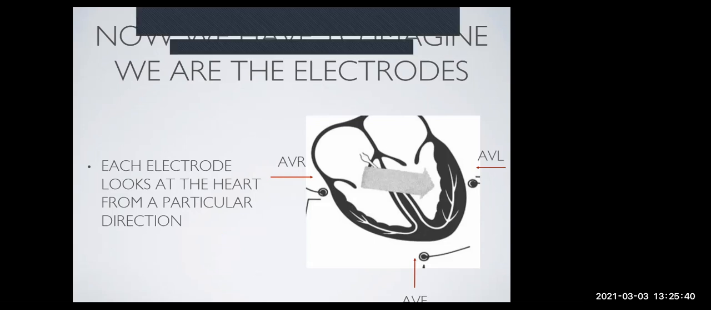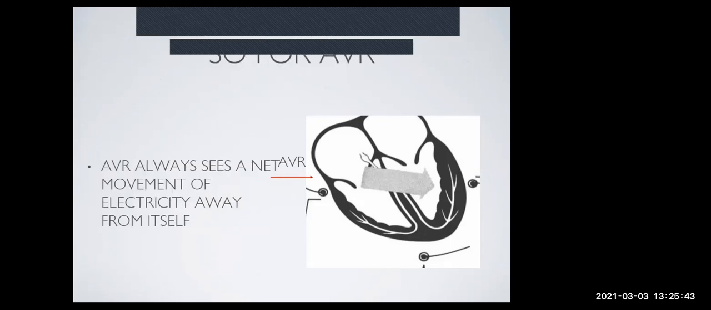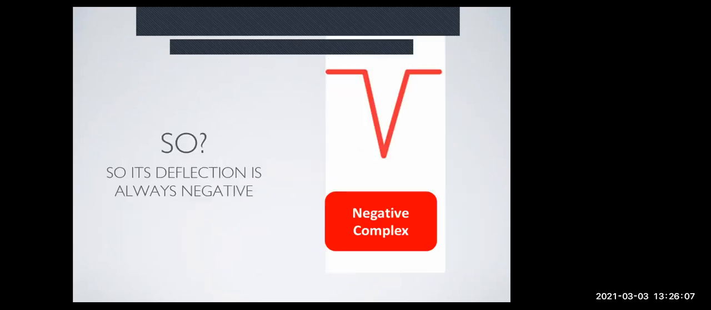So let's have a look and see if we were correct. AVR always sees a net movement of electricity away from itself, which we see there. So it always gives us a negative illustration on our graph, and our graph is the ECG. The ECG is a visual representation of what each lead is looking at, in this case AVR. So the deflection is always negative. In a normal heart, that's how it should be. Let's take a look at the next one.